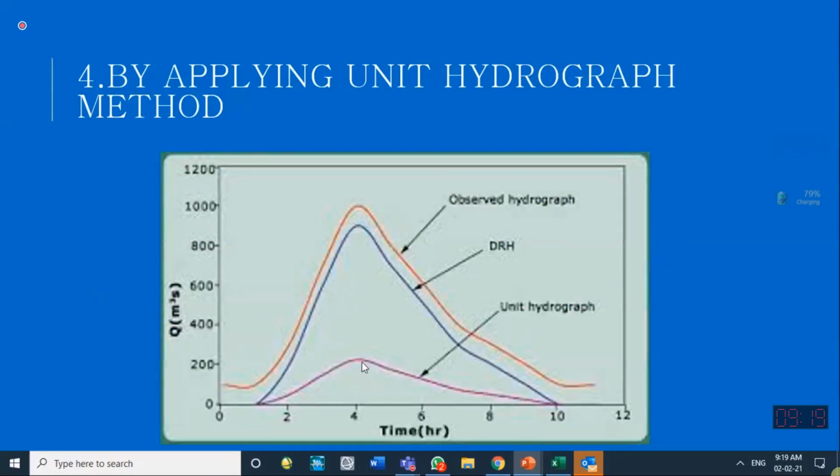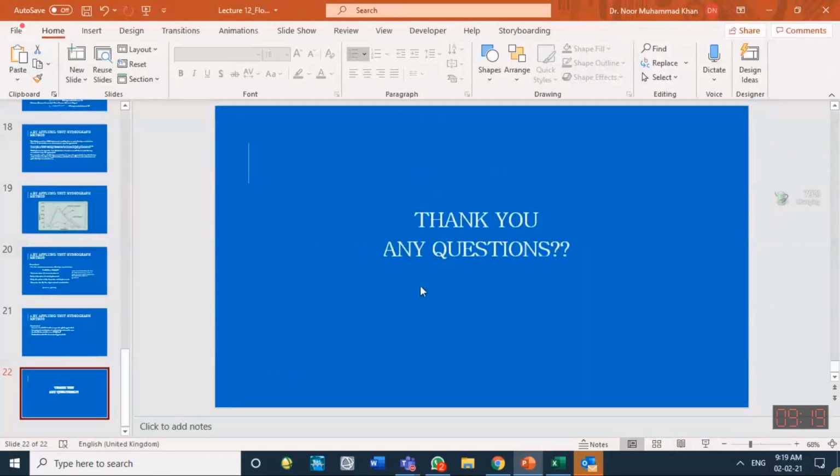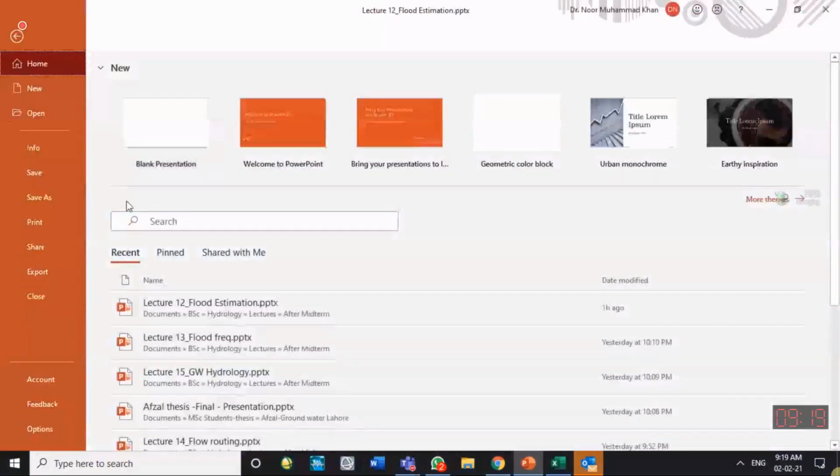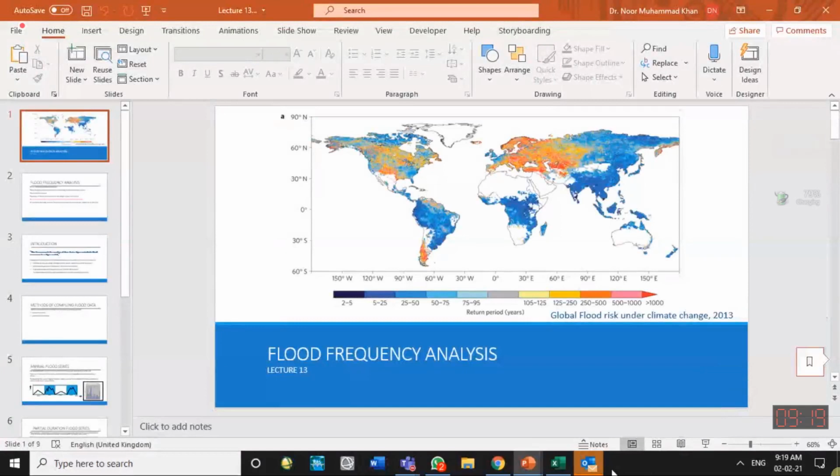Okay, hydrograph, we have gone through this. So this topic is in continuation of this topic. Flood frequency analysis, I have made it separate, although it is part of this flood analysis method.